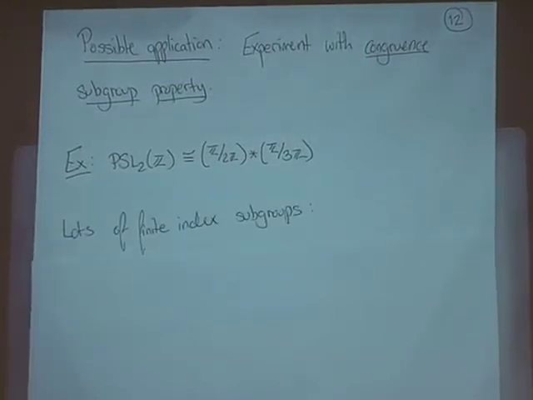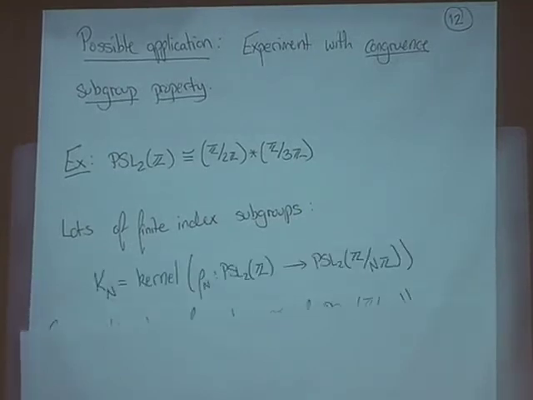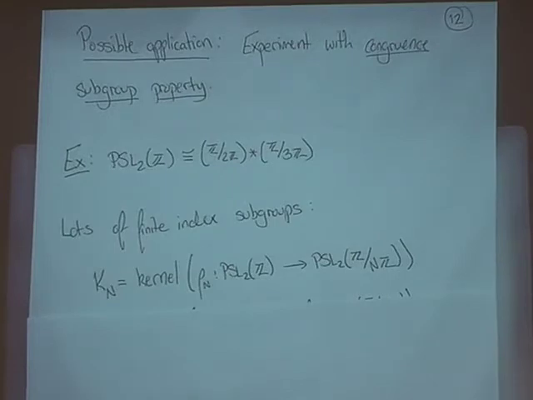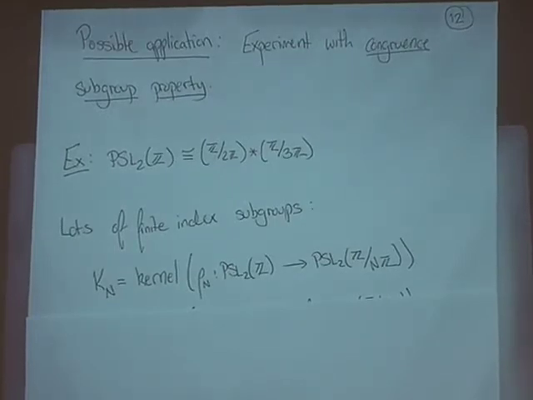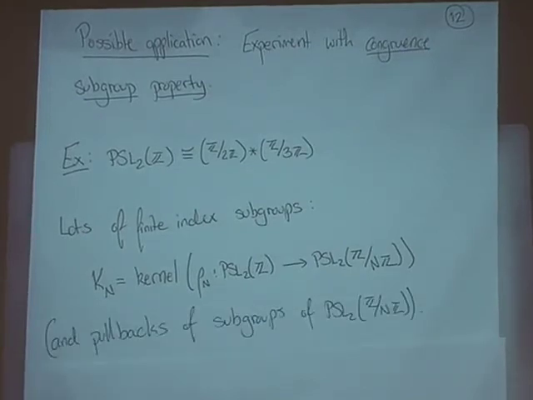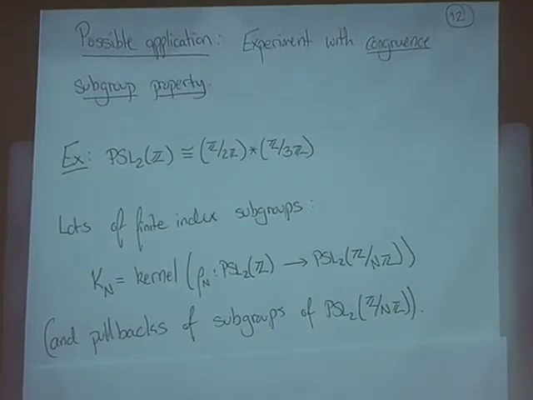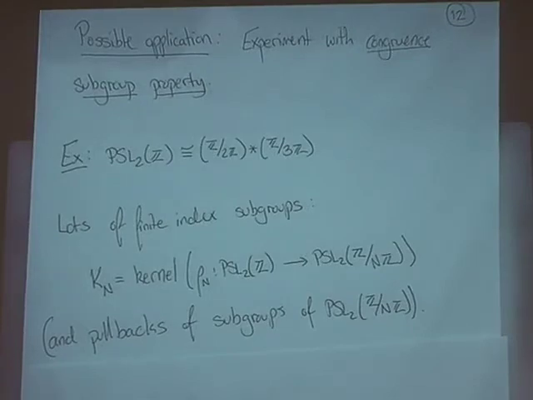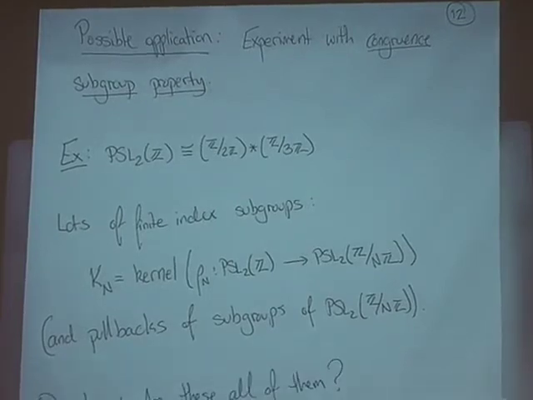Now this group has lots of finite index subgroups. What do I mean by that? Well, here's a particularly nice family that our number theorists should care about. You take the kernel of a reduction homomorphism. It's a so-called congruence subgroup. And I can take pullbacks of subgroups of PSL2. Those are nice finite index subgroups too, and they all contain those kernels. Okay, so these are the congruence subgroups.